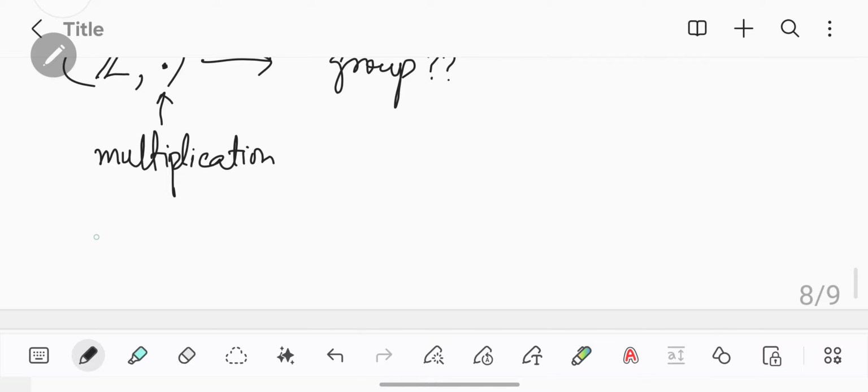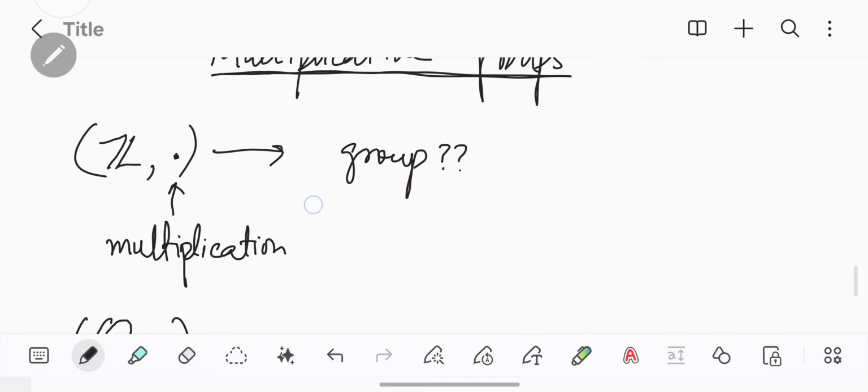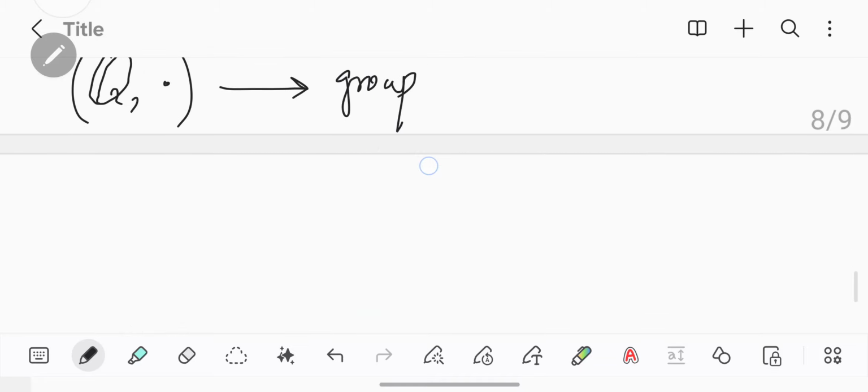So the next example is the set of rational numbers. By the way, this is a group with respect to multiplication. I'll not solve it. If you want to check that this is a group, you can check whether the 4 properties of a group are satisfied with respect to multiplication. You will easily check that this is a group.